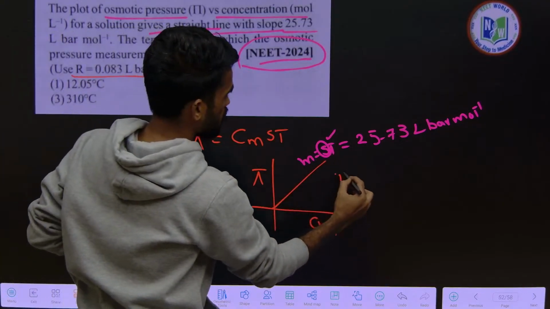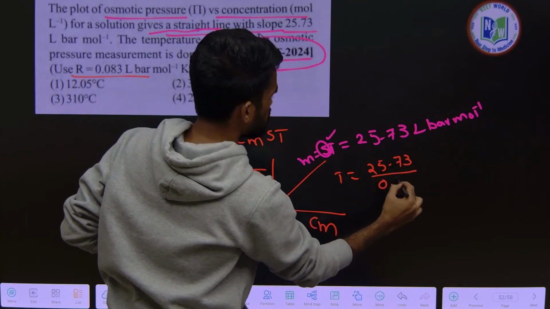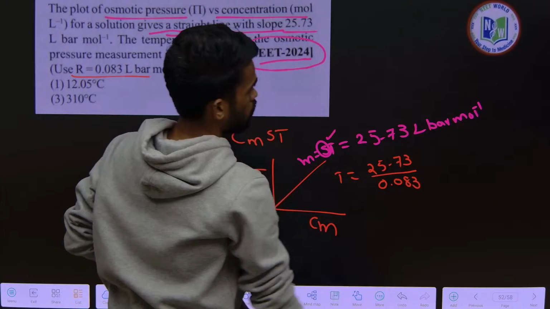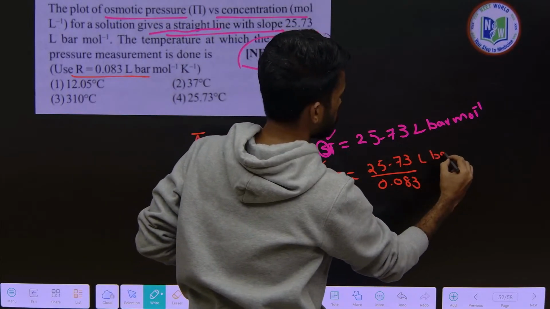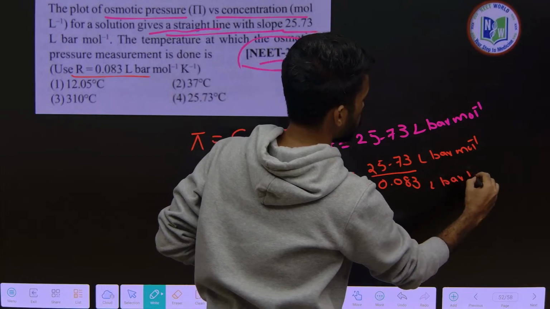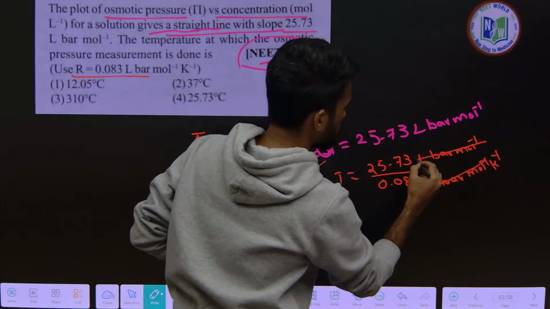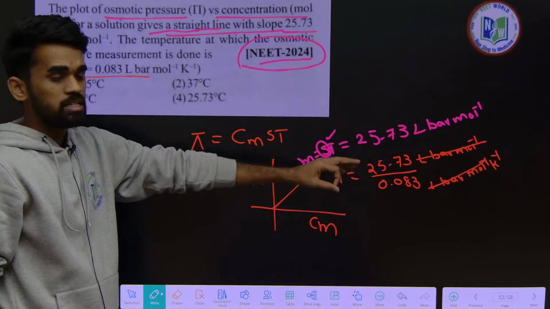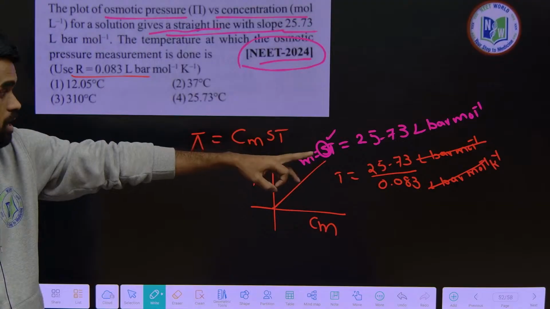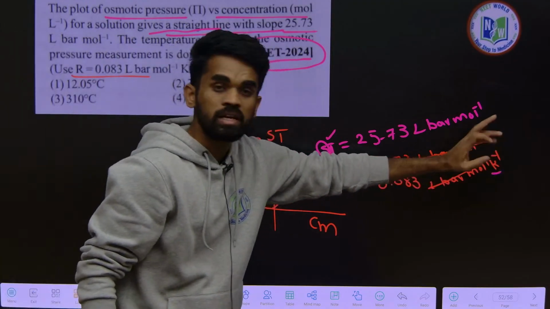Now here, S is nothing but the universal gas constant, whose value you can take. So the temperature becomes 25.73 by 0.083. Okay, so this is liter bar mole inverse, and here also liter bar mole inverse and Kelvin inverse. So liter bar mole inverse cancels and this one is removed. So our answer will be in kelvins, not in degree Celsius. Kelvin inverse is there, so we will get kelvins.